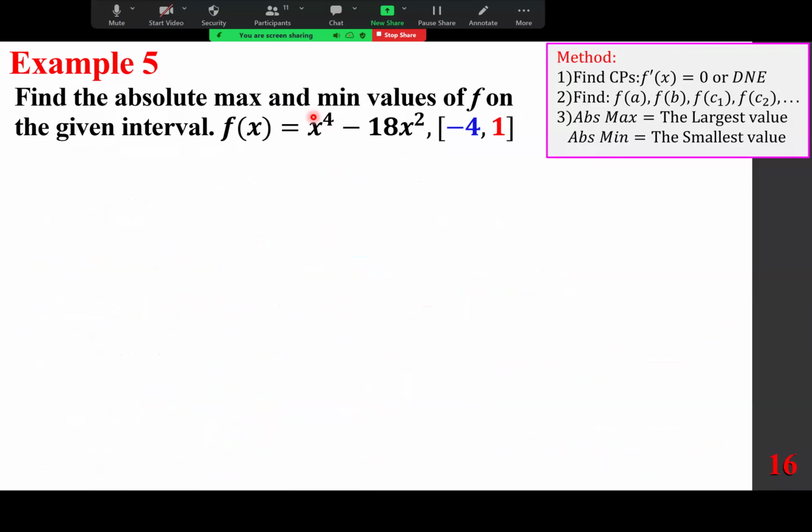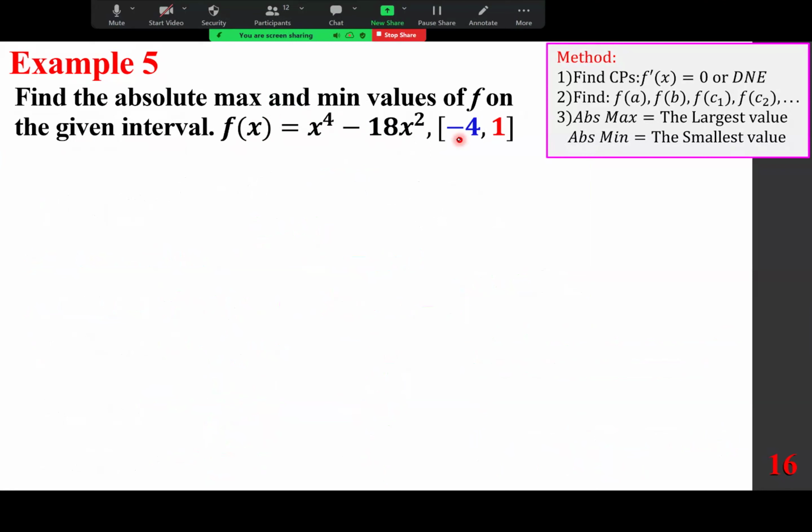Find the absolute max and minimum value of f on the given interval, f of x equals x to the power of 4 minus 18x squared. And the given interval is negative 4 to 1. First and foremost, recognize this again as a polynomial function.